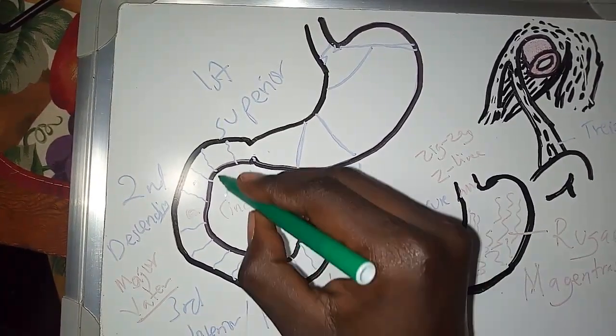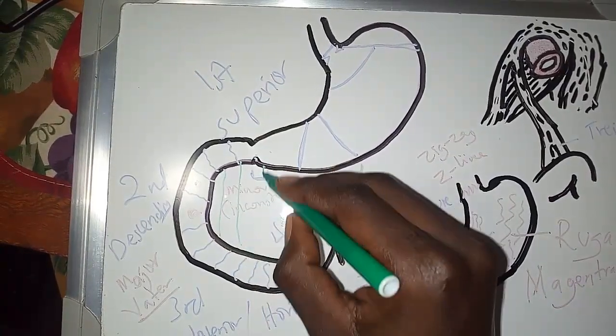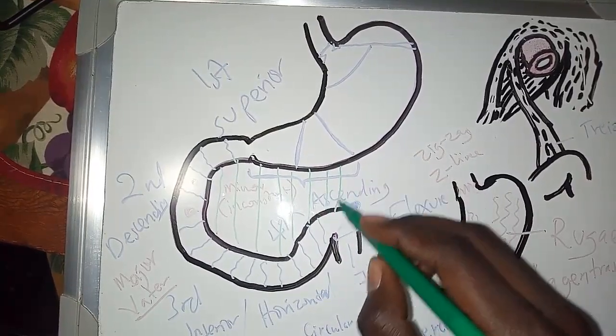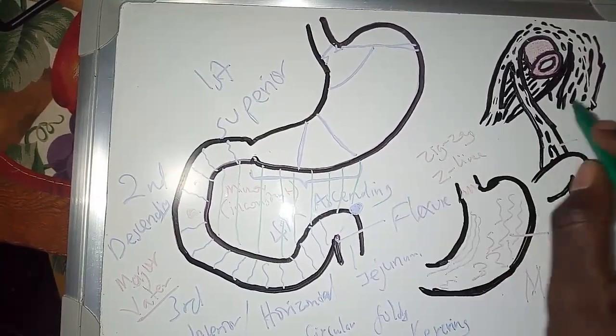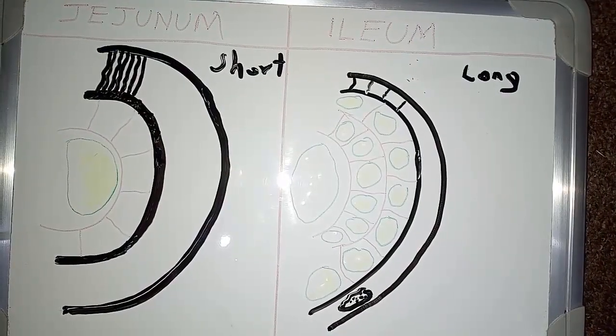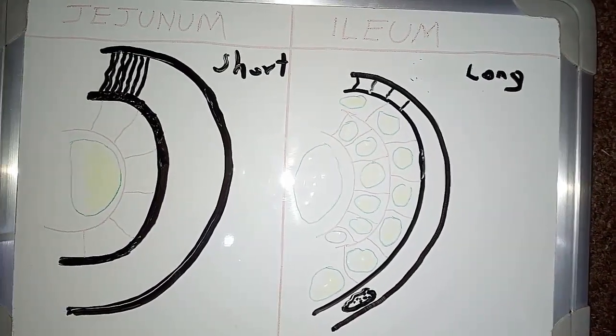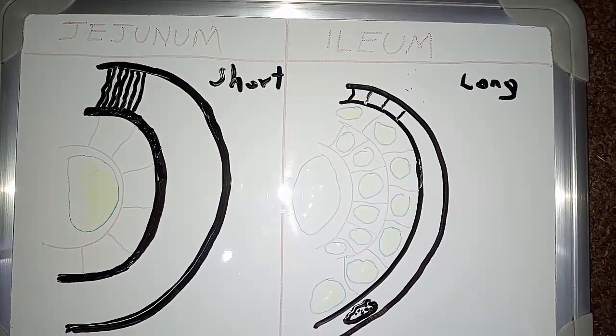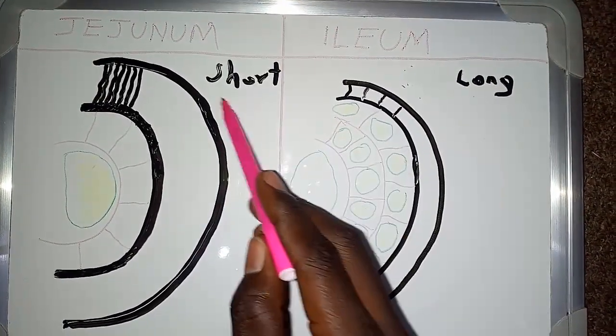So the ligament of Treitz is also called the suspensory ligament of the duodenum. The area I'm shading is the area where we find the head of the pancreas in anatomic position. Now let's look at the rest of the small intestine, which consists of the jejunum and the ileum, and how we can differentiate between the two.